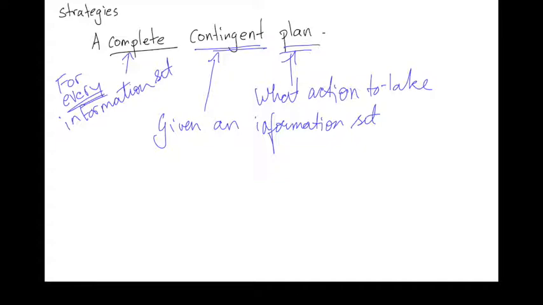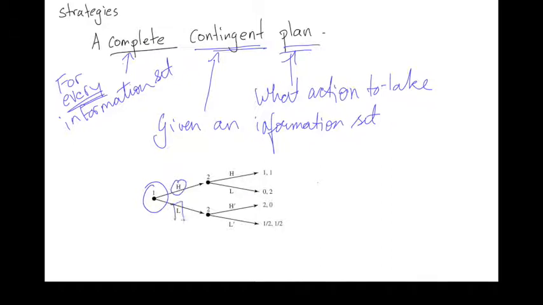So that's what a strategy is. So let's look at an example. In this game, for player one, there's only one information set where this player could be called to play, and that's at the initial node, the initial information set. And so a complete contingent plan for this player simply says, what does player one do at that initial node? Either he plays H or he plays L. And so he has two possible strategies.